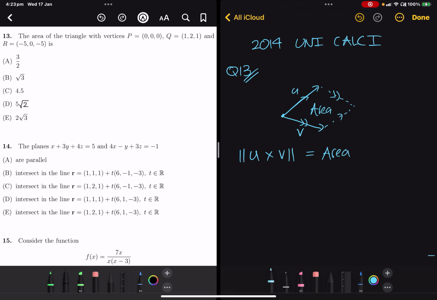So if we want to find the area of a triangle, we can just take 1/2 times the norm of the cross product of two of the vectors making up the sides, assuming that those two vectors start at the same point, and this will give us the area. So we know that the area of a triangle is equal to 1/2 times the norm of u cross v, where u and v are two sides of the triangle.